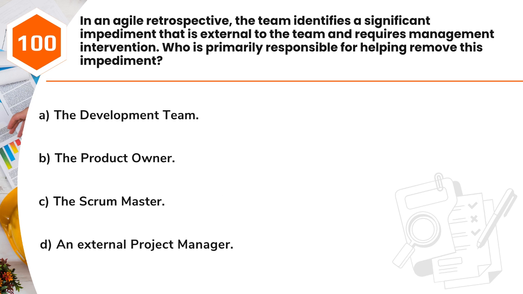Question 100. In an Agile retrospective, the team identifies a significant impediment that is external to the team and requires management intervention. Who is primarily responsible for helping remove this impediment? A. The development team. B. The product owner. C. The Scrum Master. D. An external project manager.